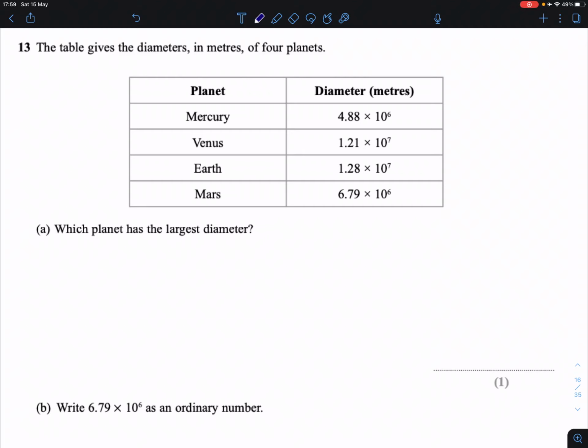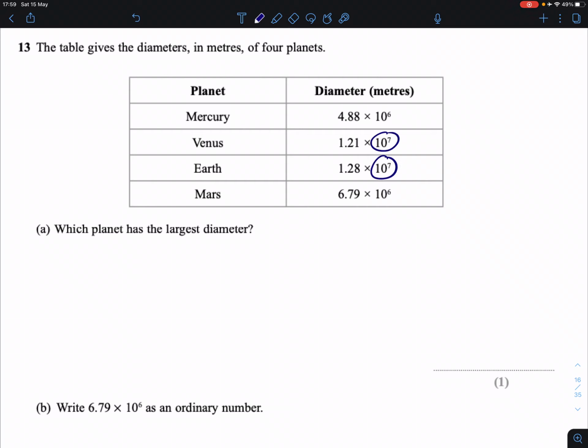Question 13. We have a table that has the diameters of four planets given in standard form. We're being asked which planet has the largest diameter. So in other words, which of these four numbers is biggest? In terms of standard form, the first thing we need to look for as far as size goes is the 10 to the power of.